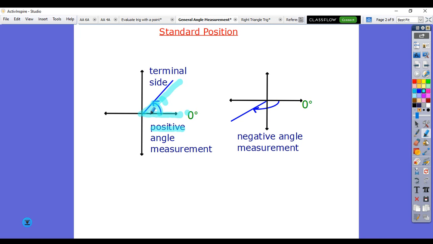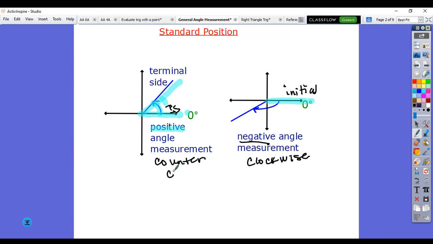What's super, super important, this right here is always what we call the initial side. This is where we always begin. This is your initial side. Always start here. If you go up, it's a positive angle measurement. If you go down, no matter where you end, if you go clockwise, so maybe think of it that way, clockwise is always a negative angle measurement.